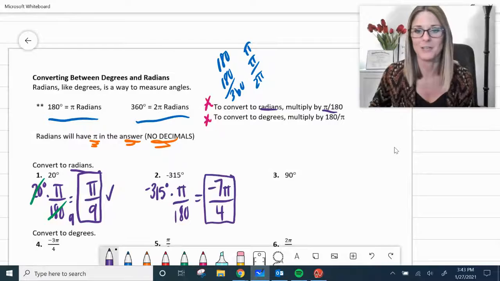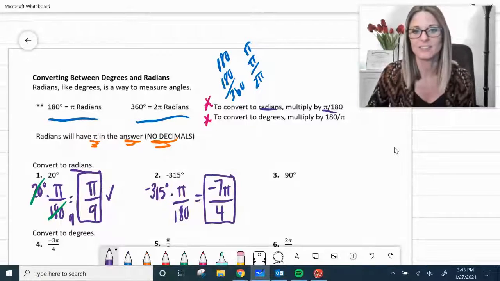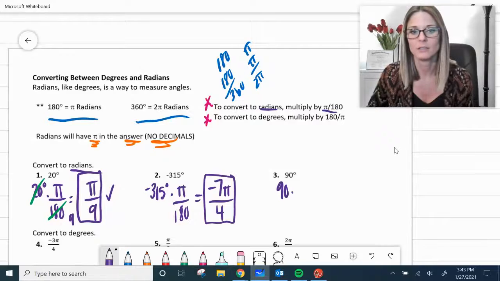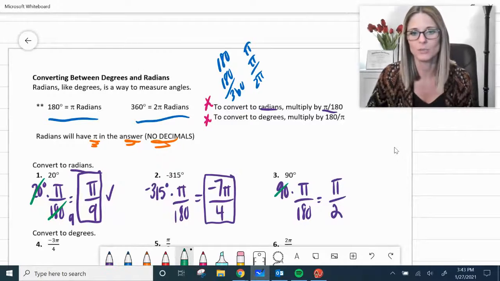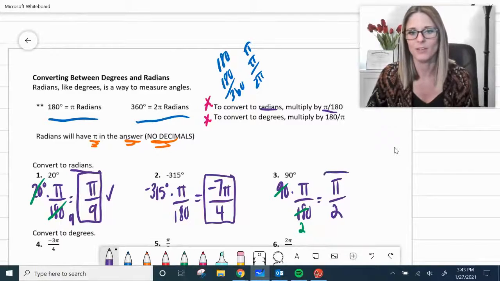Final answer. Number 3, change 90 degrees to radians. I want pi in my answer, so multiply it by pi over 180. You can simplify this one probably in your head. Pi over 2. I just reduced. Pi over 2 radians. Done.